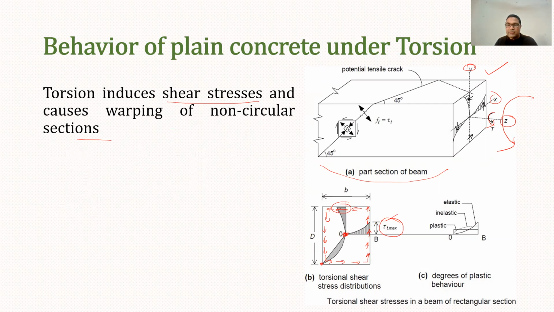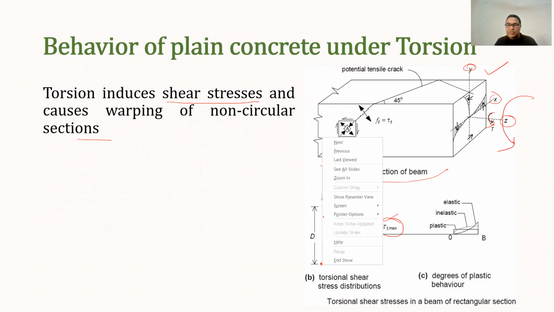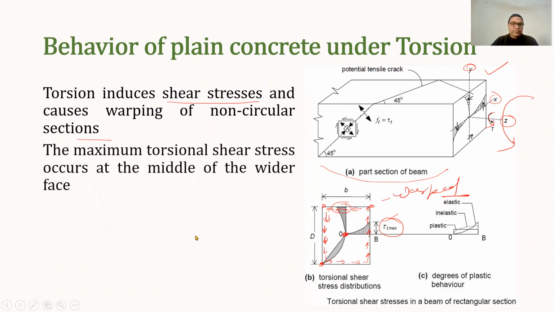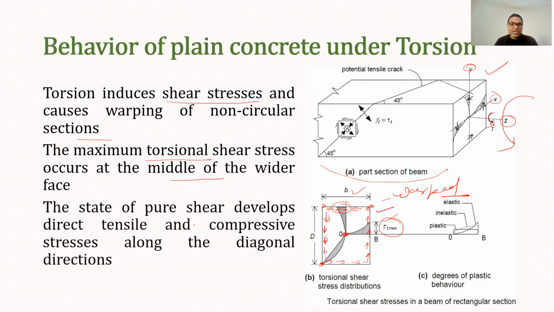And because of that, here it is 0, but on the surface it has some magnitude. So this corner will warp. As I said, the maximum torsional shear stress occurs at the middle of the wider face. So this is the wider face and this is the narrow face. And the state of pure shear develops direct tensile and compressive stress along the diagonal direction.